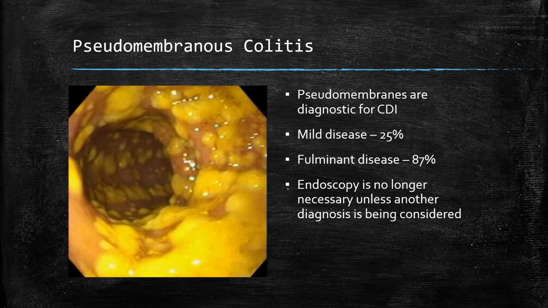The name Clostridioides difficile colitis is relatively new. The disease we're talking about today used to be called Pseudomembranous Colitis. The tests that we just finished talking about were not yet available, and the only way to diagnose this disease was with endoscopy. If you saw these characteristic pseudomembranes, that was considered to be diagnostic for an antibiotic-related colitis. The problem is in mild disease, only about 25% of patients have the characteristic pseudomembranes. As the disease gets more serious, then the likelihood of seeing these pseudomembranes increases.